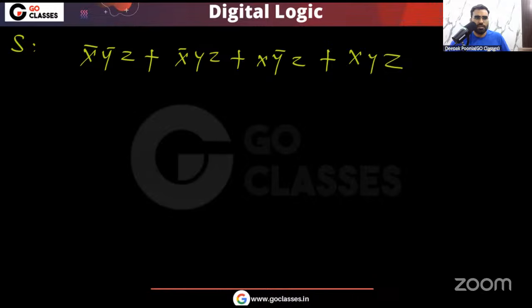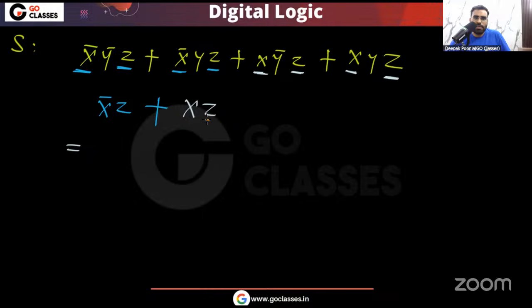So here you can see that what I can do is take out x bar z, here also x bar z. So inside x bar z I will get y or y bar, that will be 1. Or you can see here I have xz, here I have xz. So I can take out xz, and inside I will get y or y bar, that will be 1.